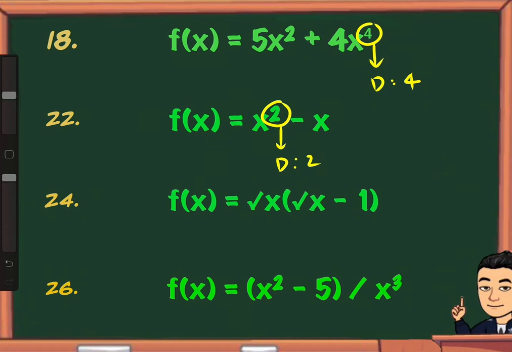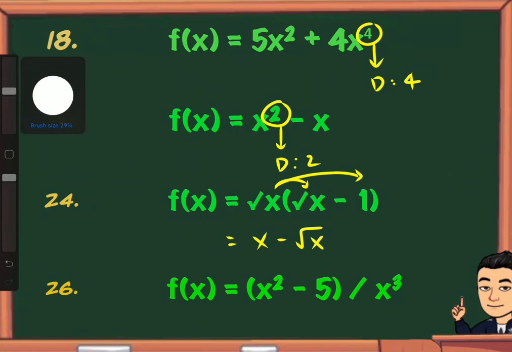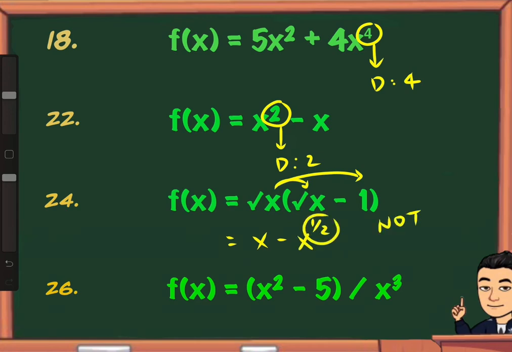Okay, so for number 24, if you distribute the square root of x, you're going to get x minus the square root of x. The square root of x is actually going to be written as x to the 1/2. This is not a polynomial. Number 26, this is a rational function, so this is not a polynomial, so I'm going to say no.